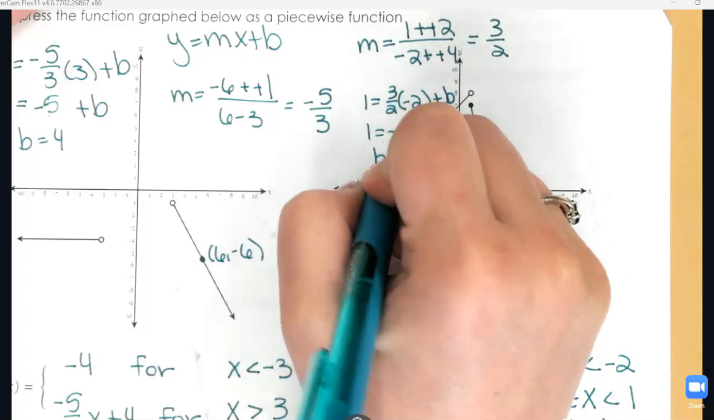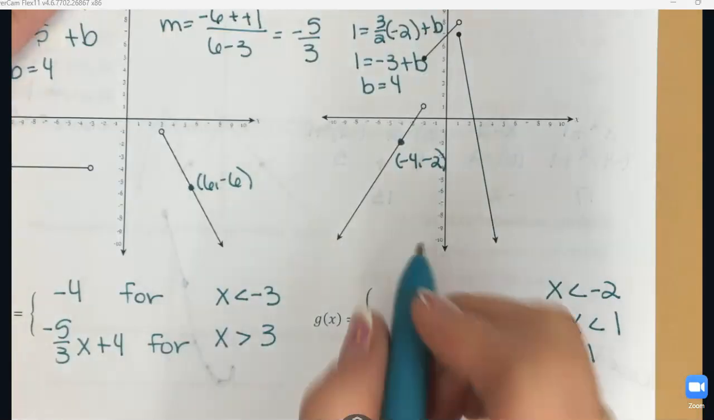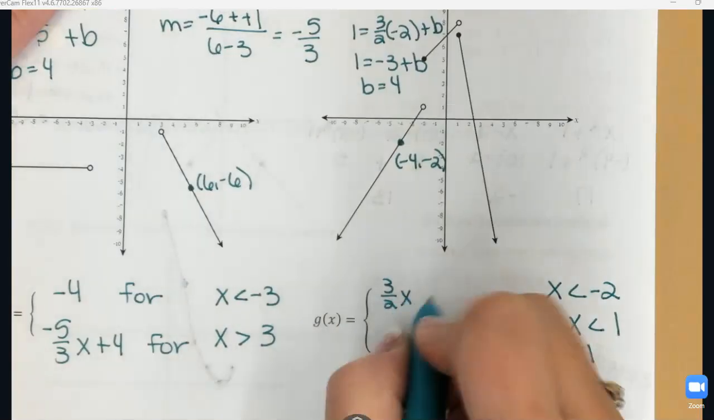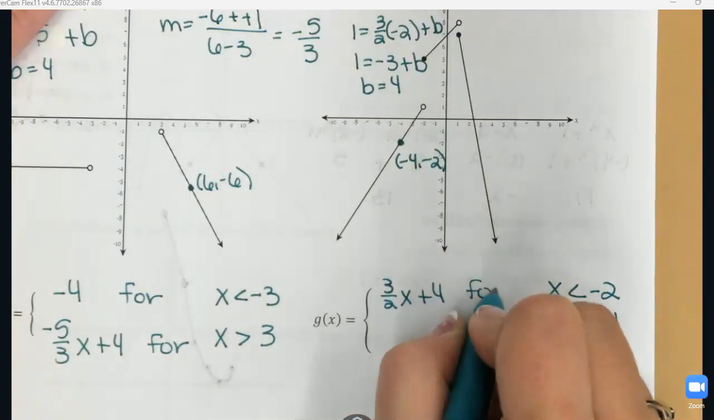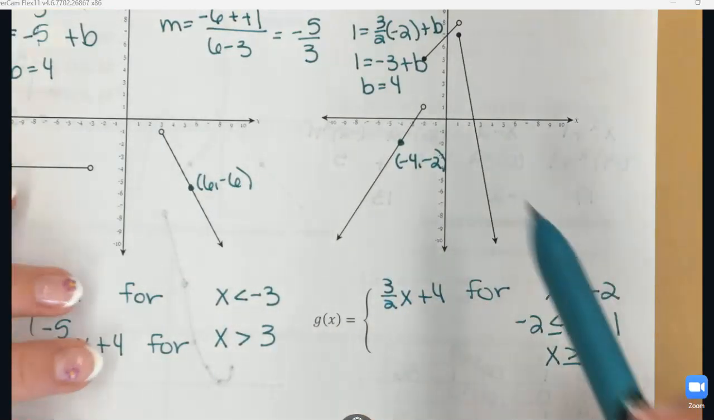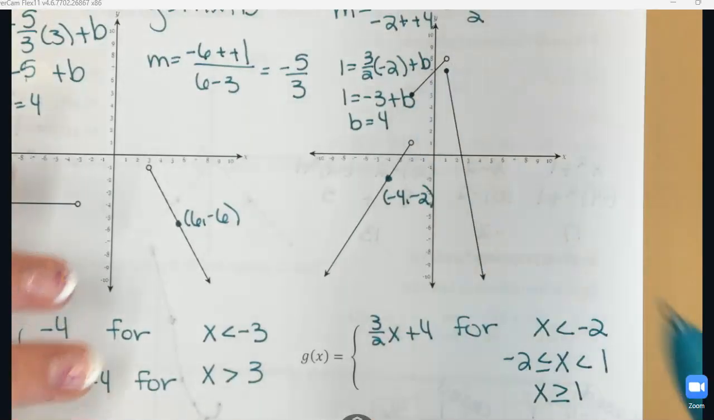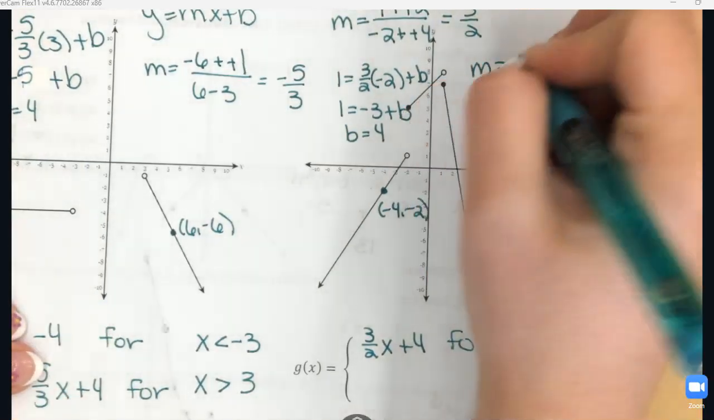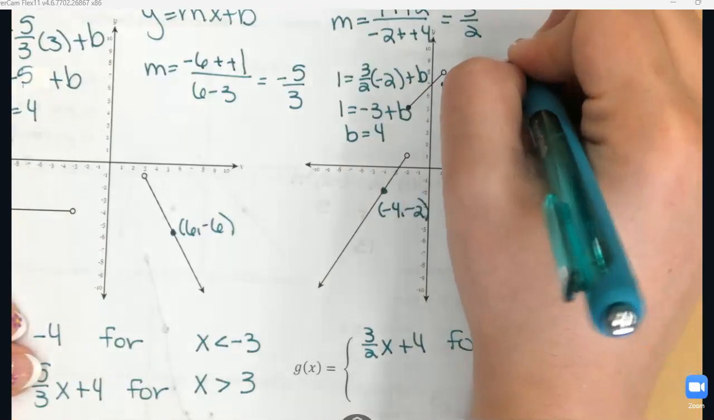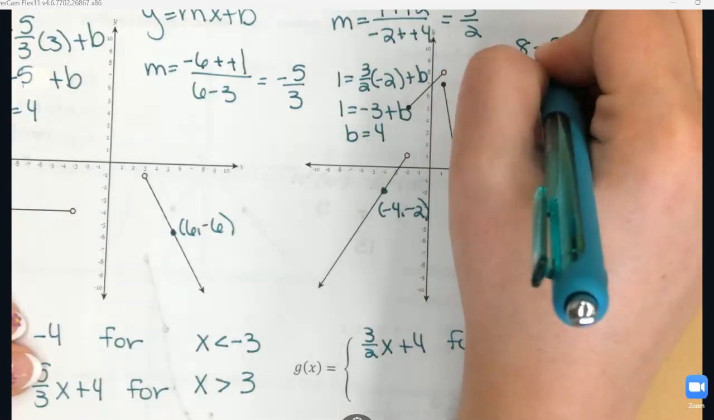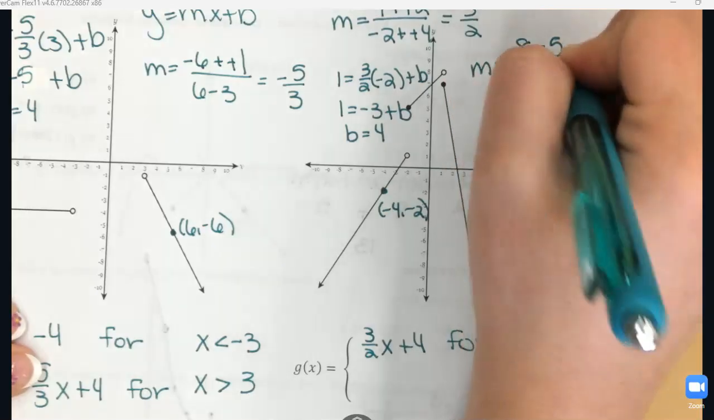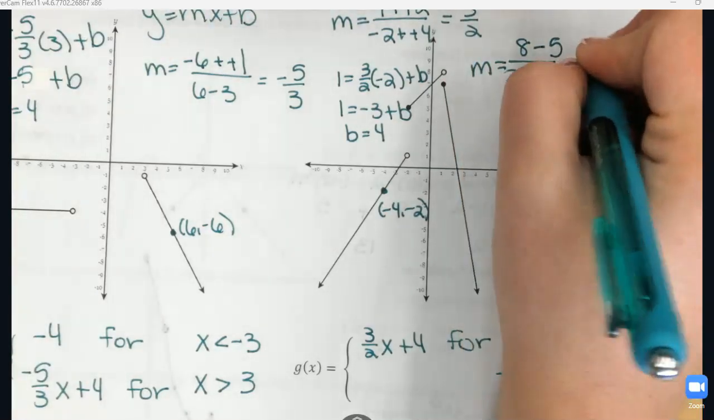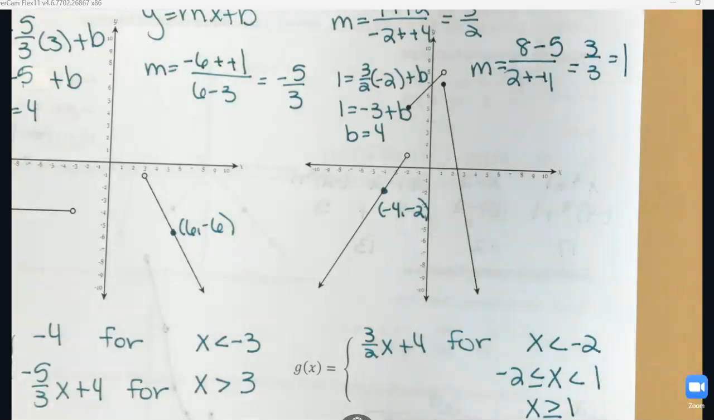And I get that b is also 4 for this one. So that's 3 over 2x plus 4 for values of x less than -2. On to the middle one. I can see those 2 points pretty clearly. So for those points, that's going to be 8 minus 5 over 2 minus -1. And that gives me 3 over 3, which is 1.